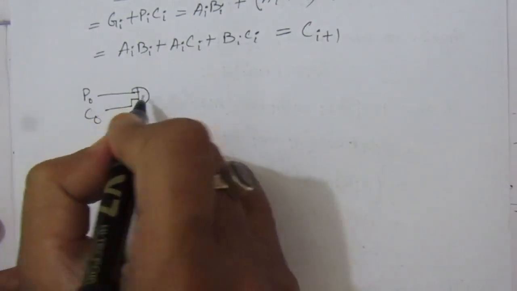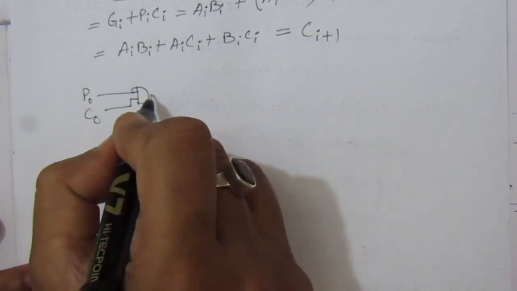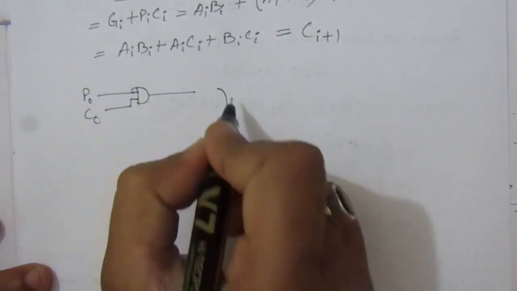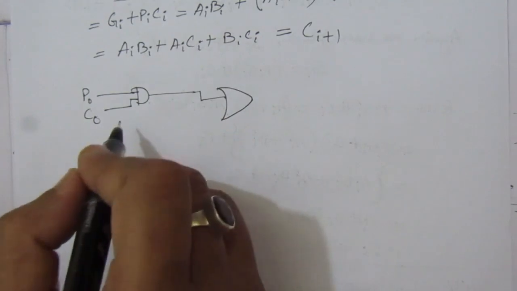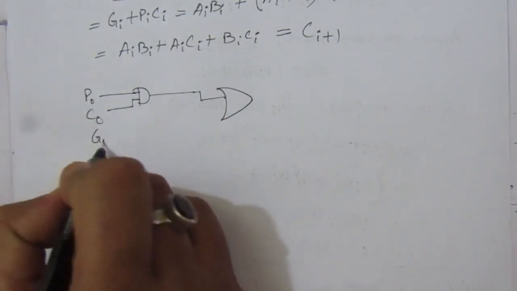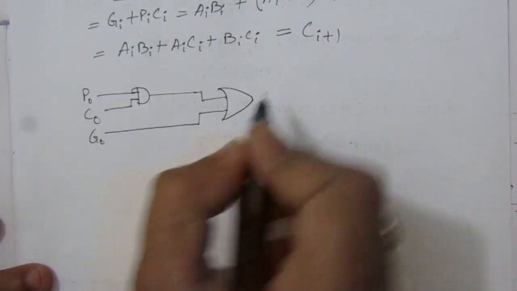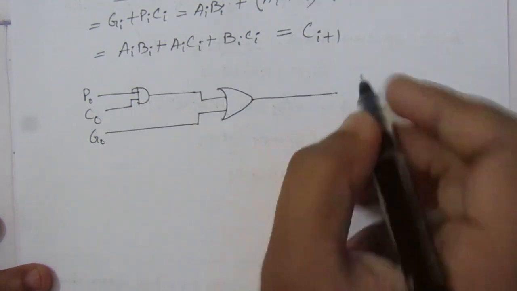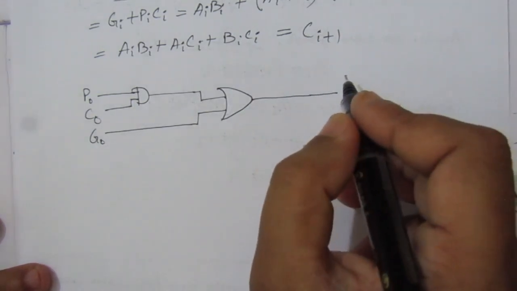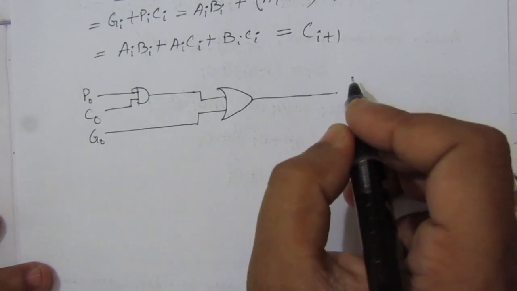Okay, this is the AND gate. Then this output is an input to an OR gate. So here we'll have G0. G0 is the input of this OR gate. And here we'll get the C1. Okay, that is C1. This is the expression for C1.